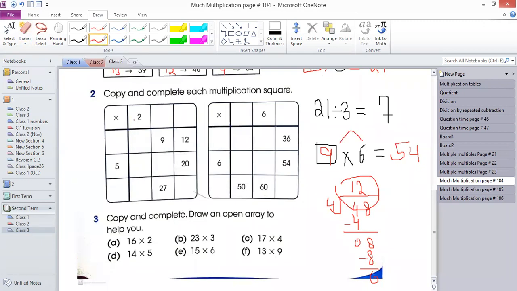This is very important, that you should know that this number is the multiplication of 2 and this number. This 9 is a multiplication of this number and this number. This 12 is the multiplication of this number with this number. This is very important. All right, guys. So here we have missing numbers in the table.